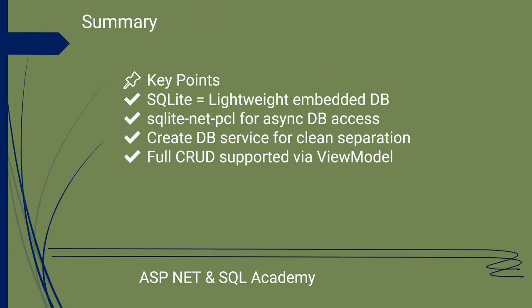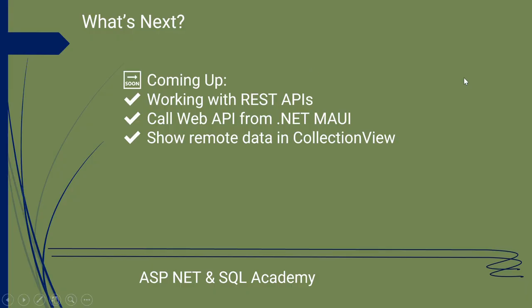To summarize, with just one NuGet package, you can make your .NET MAUI apps work offline and persist data using SQLite. Next up, we will go beyond local data and call real REST APIs from our MAUI app. Learn how to show data from the web.